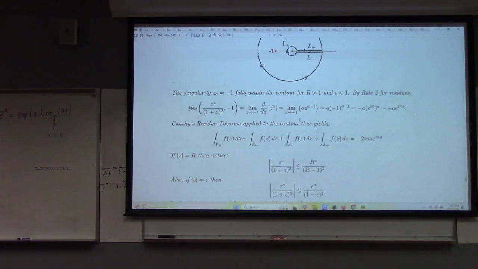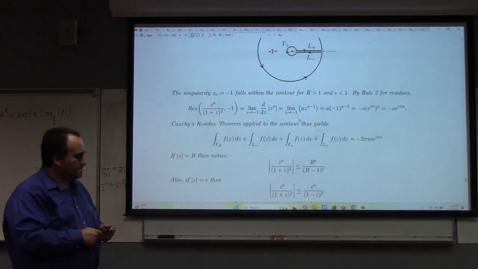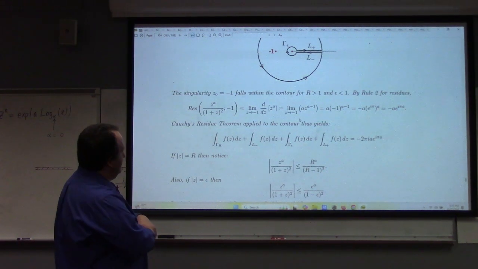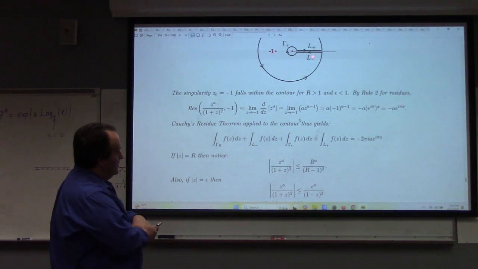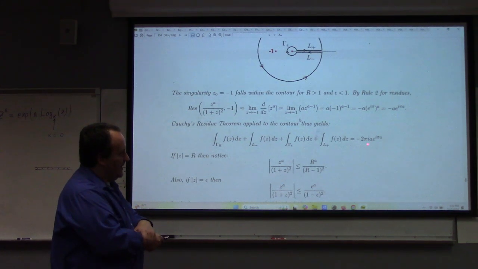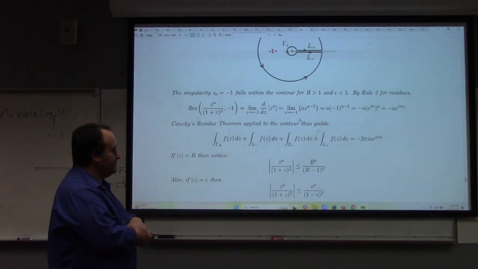Now, the Cauchy residue theorem in this context, right? We've got the integral over the outer circle, the integral along the lower L minus, the integral along the upper L plus, and then the integral around the little circle gamma sub epsilon. We know that all works out to minus 2 pi i a e to the i pi a, because we just worked out the residue right above, all right?